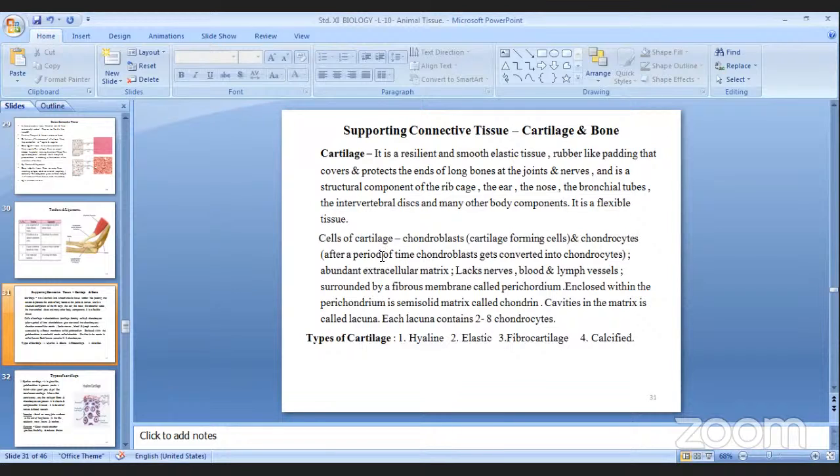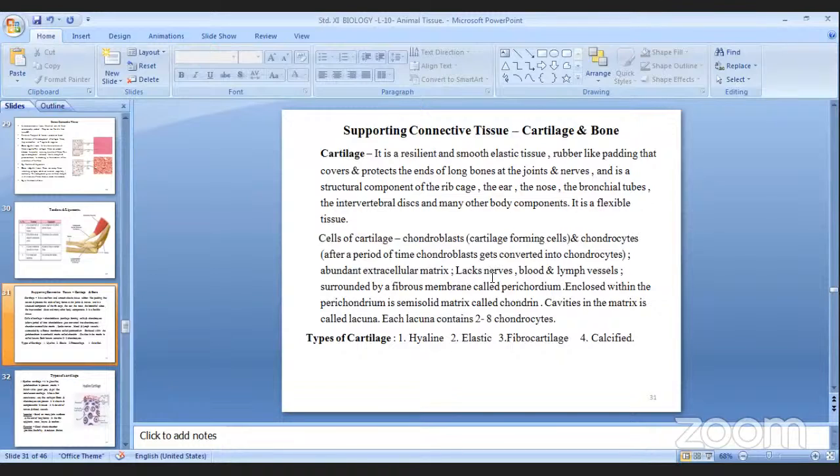Now cells of the cartilage are known as chondroblasts. They are cartilage forming cells, and these cells form the cartilage. As these chondroblasts mature, they get converted into chondrocytes. So remember two types of cells, chondroblast and chondrocyte. Chondroblast forms the cartilage, and as they mature, they get converted into another type of cells known as the chondrocytes. Then abundant extracellular matrix is present.